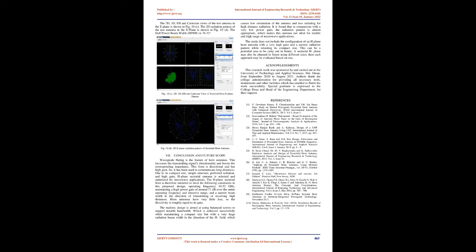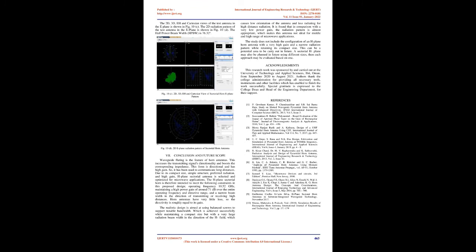7. Conclusion and future scope. Waveguide flaring is the feature of horn antennas. This increases the transmitting signal's directionality and boosts the corresponding impedance. This form is directional and has high gain. So, it has been used to communicate over long distances.